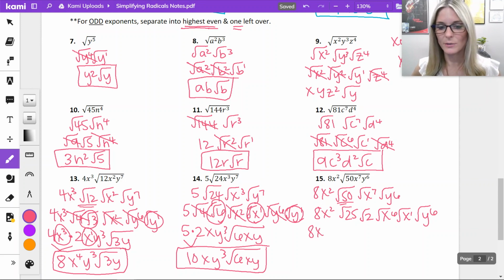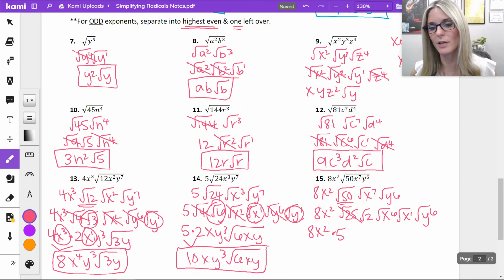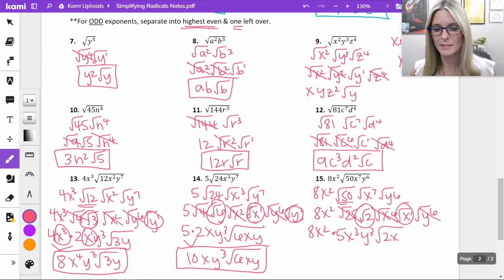All right, 8x squared out in front. Who's coming out? The square root of 25 is 5. Square root of x to the 6th is x cubed. Square root of y to the 6th is y cubed. Who's left inside? Who did I not scratch out? 2x is in the radical. And let's clean up our final answer.